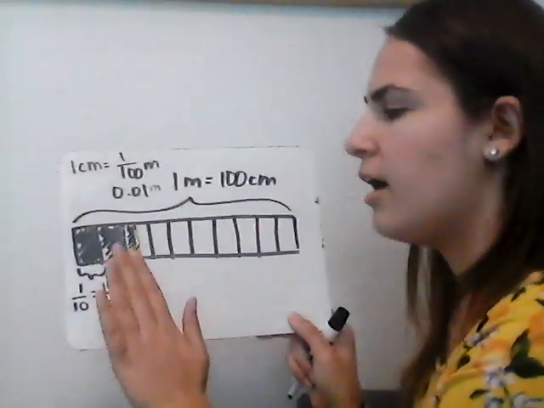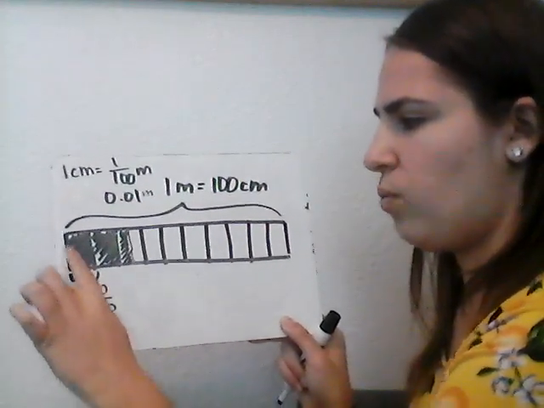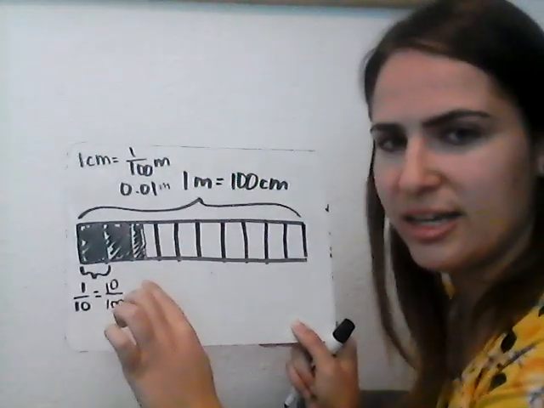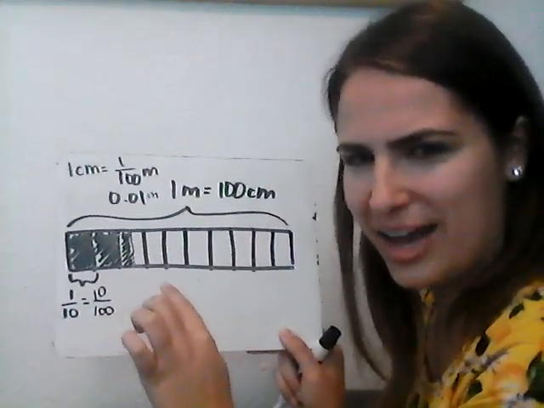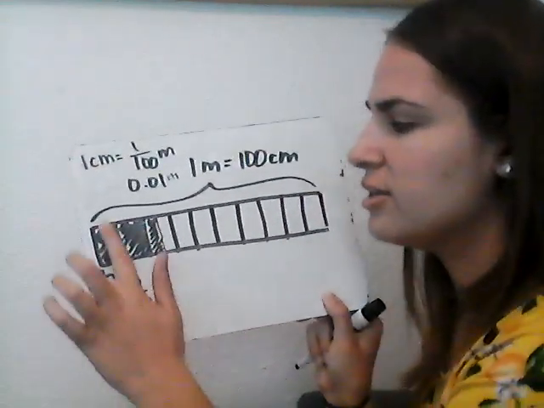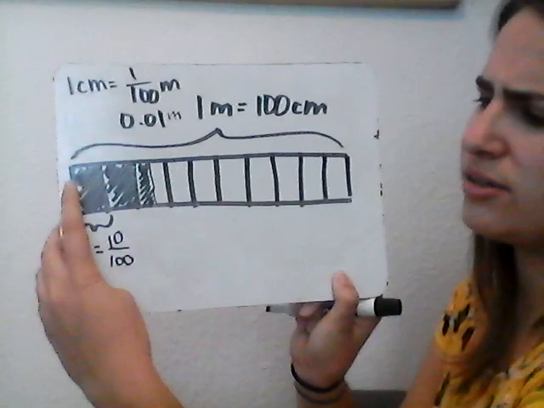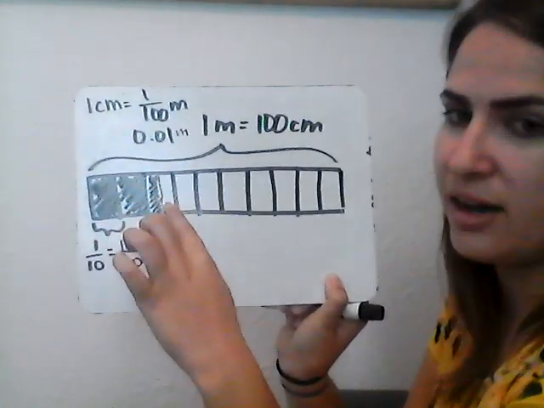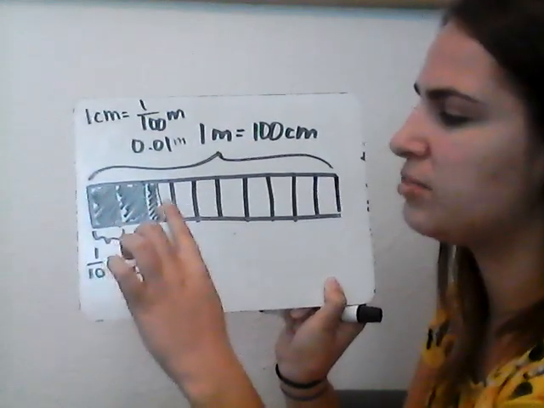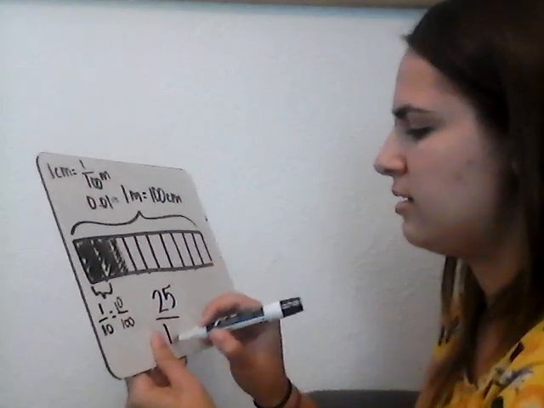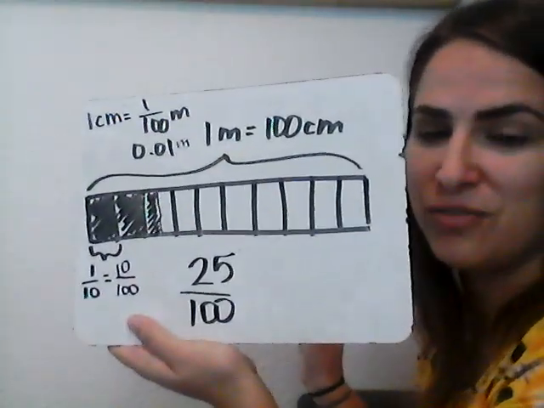Alrighty, so hopefully you paused the video and thought about it for yourself. We have 1/10, 2/10, and then we only have half of a tenth shaded here. And we can't write 1/2 tenth, that's not really how it works. So let's try using the hundredths. So we have 10 hundredths, 20 hundredths, and then half of 10 hundredths would be 5 hundredths. So 10 plus 10 plus 5 would give us 25 hundredths. That's our new fraction. Beautiful.